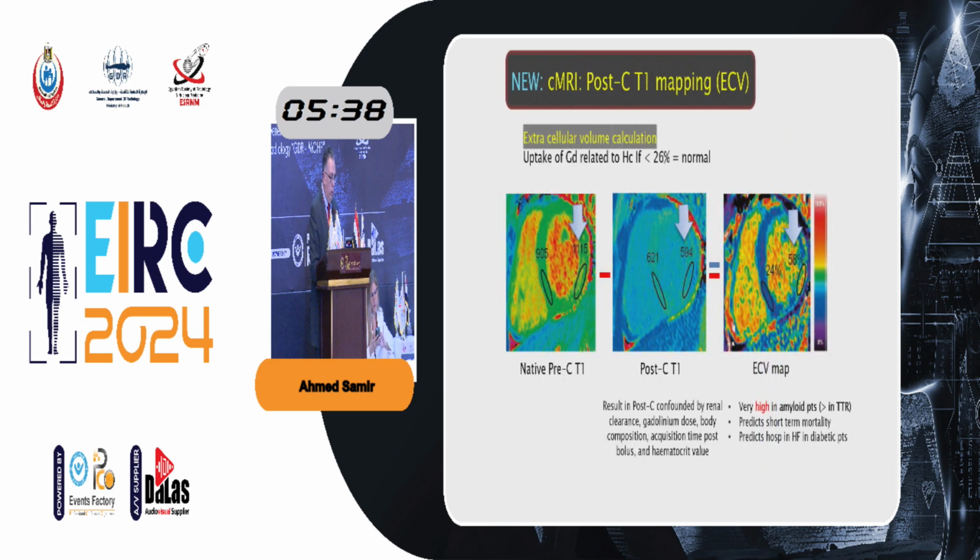Then we can perform what we call the ECV, the extracellular volume calculation, which represents a ratio between the uptake of gadolinium related to the hematocrit value of the patient. And again, the ECV maps will be very high in cases of TTR. TTR is the one we want to detect. TTR is the one that we want to diagnose because there is a treatment for the TTR type.